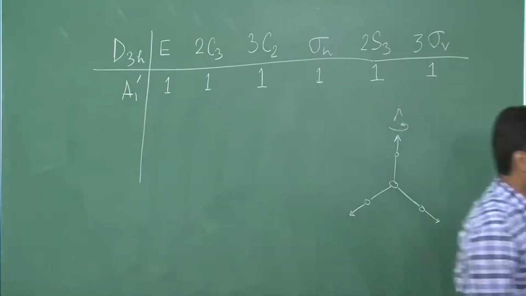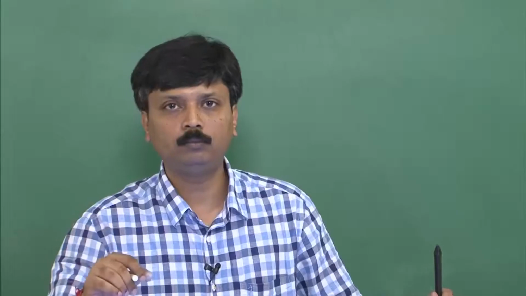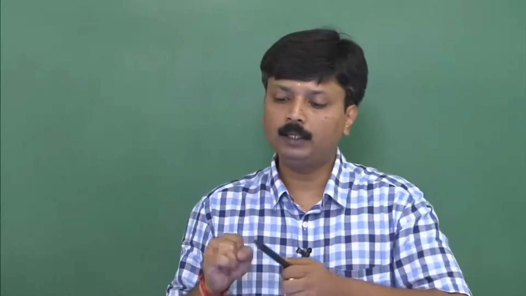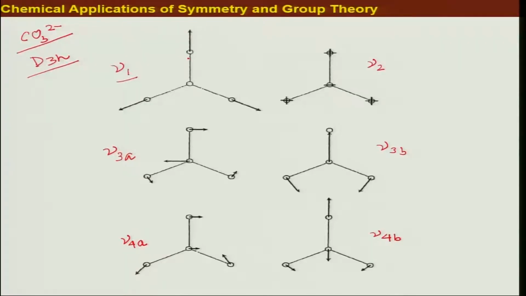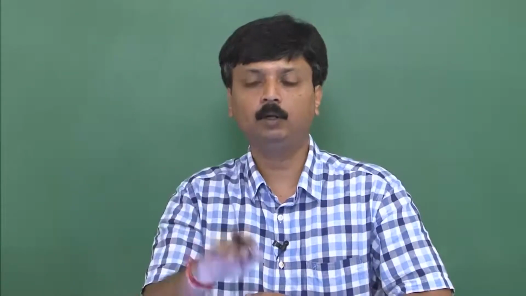Alright. So the same way, if you look at the structure nu 2, what you see is that the 3 oxygen atoms are out of the plane, that is above the plane, while the carbon atom, the central carbon atom, is below the plane, given by the plus and minus signs. Okay. So plus means it's above the plane and minus is below the plane.